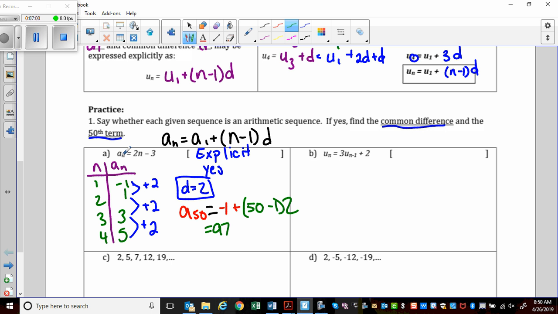Or we could have just plugged 50 into a sub n because this is a formula, and that would have given us the same thing. So a sub 50 equals 2 times 50 minus 3. Alrighty. Now let's look at the next one. Let's just make our chart.